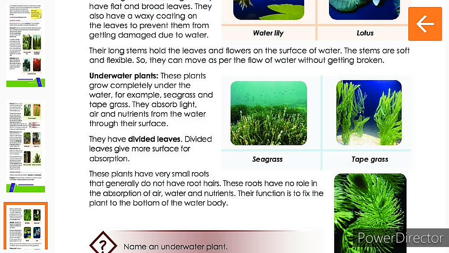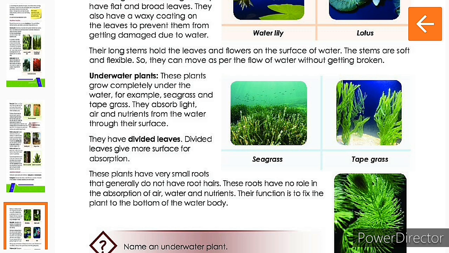They have divided leaves. Divided leaves give more surface for absorption. You can see in the picture, they have divided leaves, and those leaves give them more surface. Due to more surface, they can absorb more light, air and nutrients from the water.